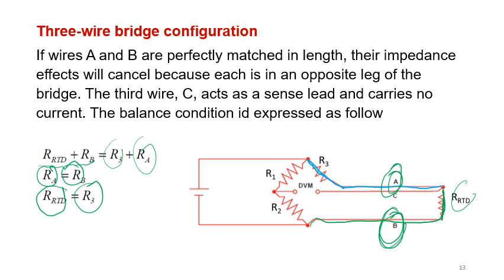How about the wire C? The wire C has no problem because it's carrying no current. Wire C is carrying no current. The current is carried by A and B. That's how the current will flow. But C is carrying very small current, which is not going to cause an effect on the measurement.